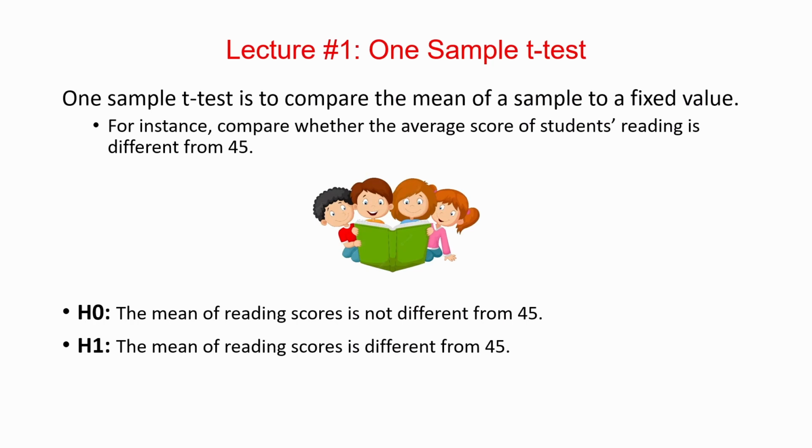Based on this example, you should have a basic idea about how to write null and alternate hypotheses. As we move forward in this tutorial, you will see more and more examples of how to write null and alternate hypotheses. So even without any prior knowledge about hypothesis writing, I'm sure that after this whole tutorial, you will have a decent understanding of this topic. So now we're going to move to SPSS to see how we can do the one sample t-test.